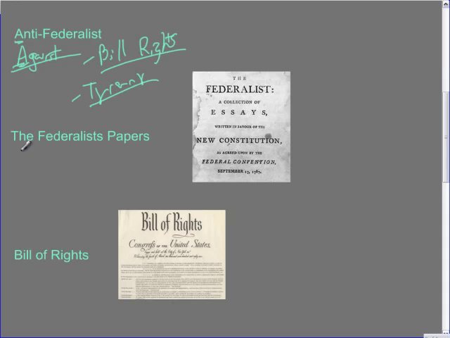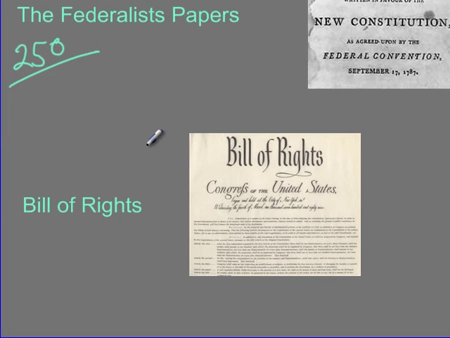And the Federalist Papers, you can read about those on page 250. And what we're looking at is just a series of essays explaining why the Constitution is good, why the Constitution makes sense, why we should vote for it.